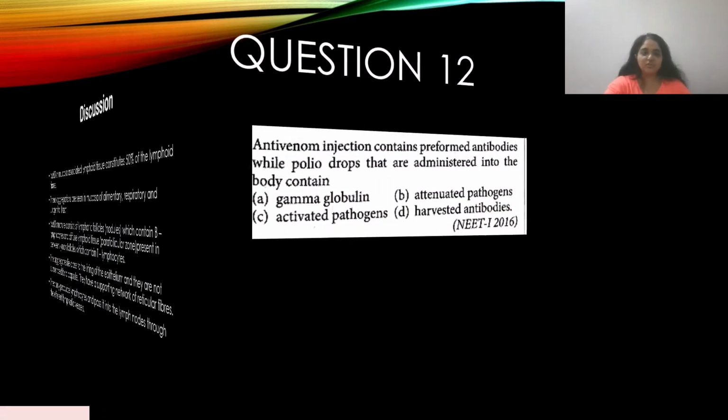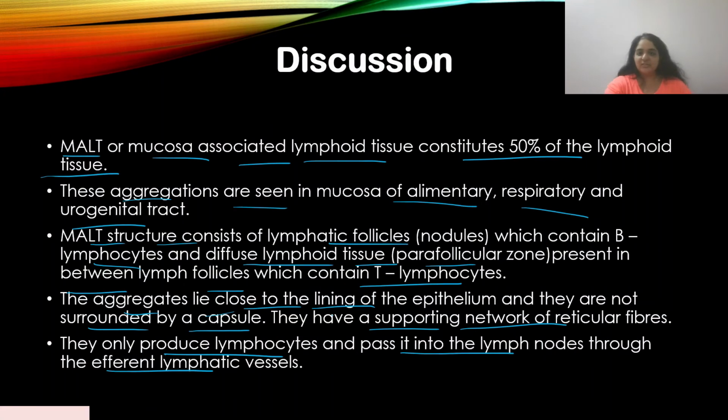Oh, sorry, I went to the next question. To answer your question, yes, it constitutes 50% of the lymphoid tissue, and they are present in the alimentary, respiratory, and urogenital tract. For mucosa of the alimentary tract, for example, Peyer's patches are mucosa associated lymphoid tissue. Tonsils that are present are also mucosa associated lymphoid tissues. So these are some examples of MALT and they constitute 50% of the lymphoid tissue.